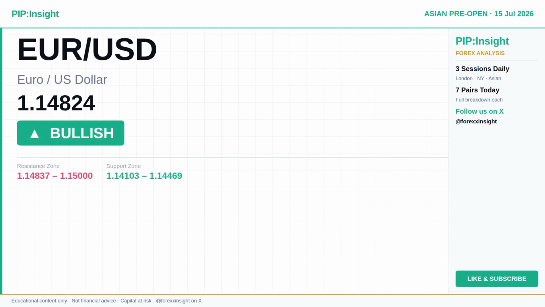Euro dollar. The chart is showing bullish structure on this session. The 4-hour trend is to the upside and the 1-hour is also pointing higher. Resistance is marked between 1.14837 and 1.15. Support is marked between 1.14103 and 1.14469. Here is the full chart breakdown.